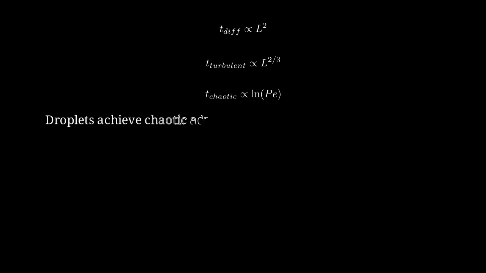Pure diffusion timescales as L squared. This is the worst case. Turbulent mixing timescales as L to the 2/3 power. This is better, but requires high Reynolds number. Chaotic advection with internal vortices scales only logarithmically with Péclet number. This is the best possible mixing. Microdroplets achieve chaotic advection even at very low Reynolds numbers. This is the key insight.